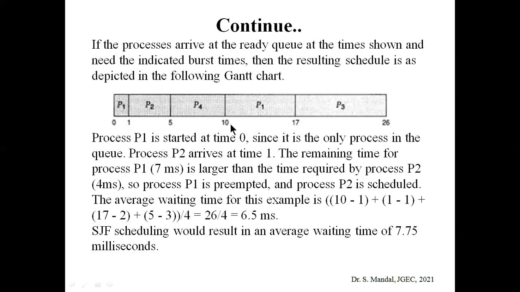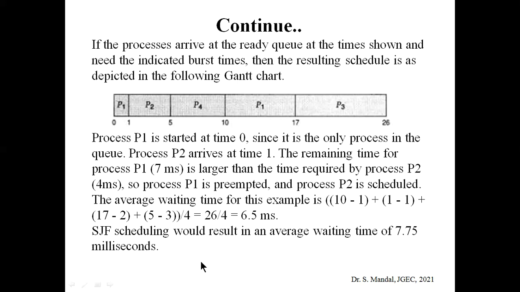At 10 milliseconds we compare the remaining time of P1 and of P3. The remaining time for P1 is 7 milliseconds, and for P3 it is 9 milliseconds. So obviously P1 will be executed again. In this case, process P1 was preempted, but after 10 milliseconds it is scheduled again and assigned the CPU. It continues up to 17 milliseconds, and after that P3 starts to execute and continues up to 26 milliseconds.